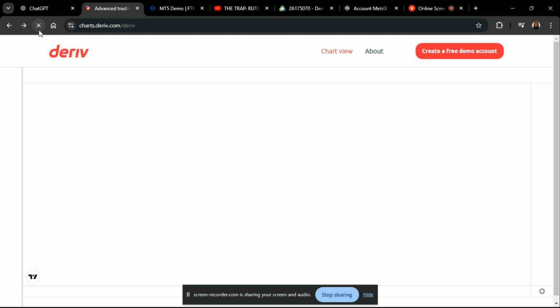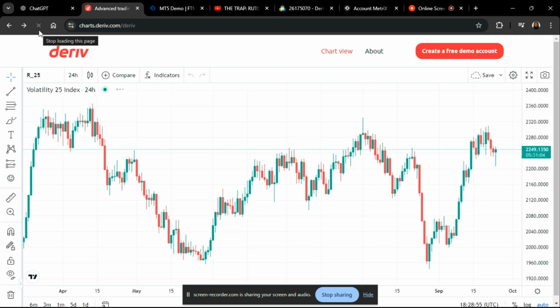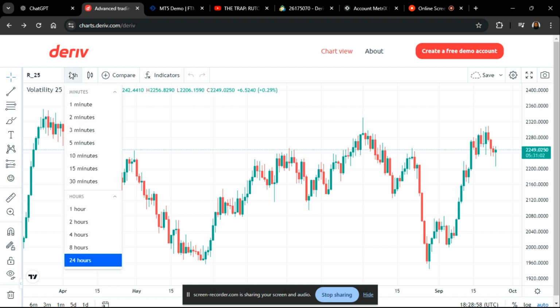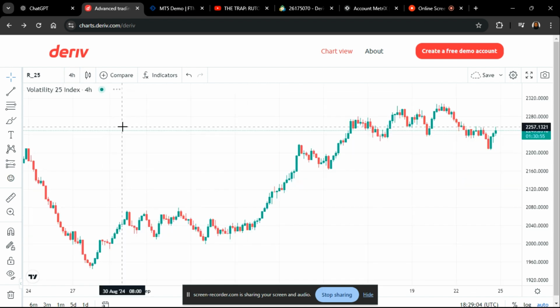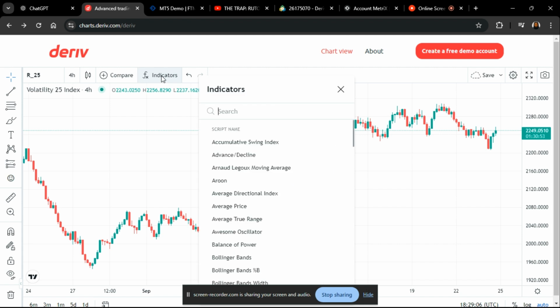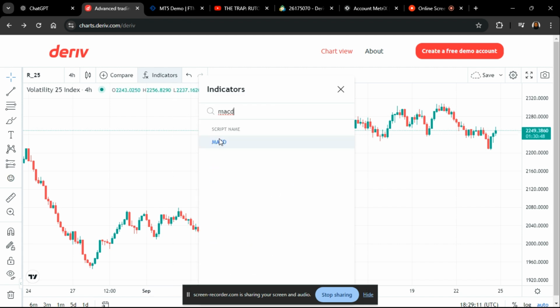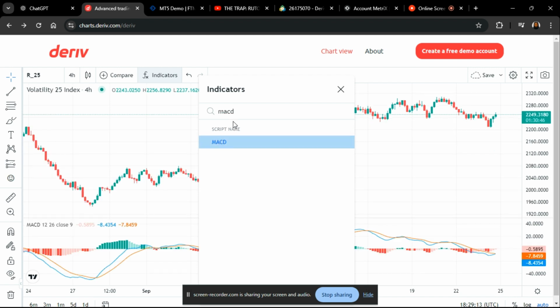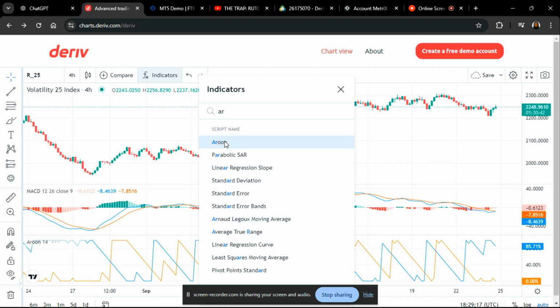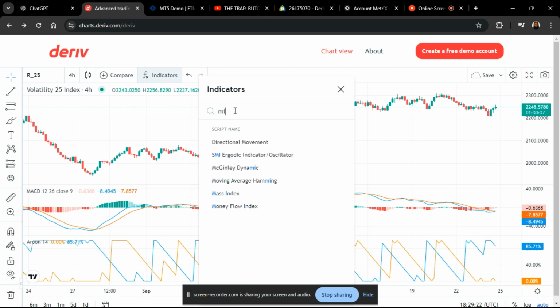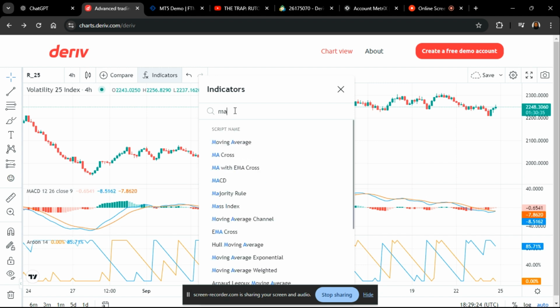So this is the first step. You need to understand that I only trade using the 4-hour time frame. Now we head to indicators. For indicators, I use MACD. That is MACD. I use Aroon, and moving average.